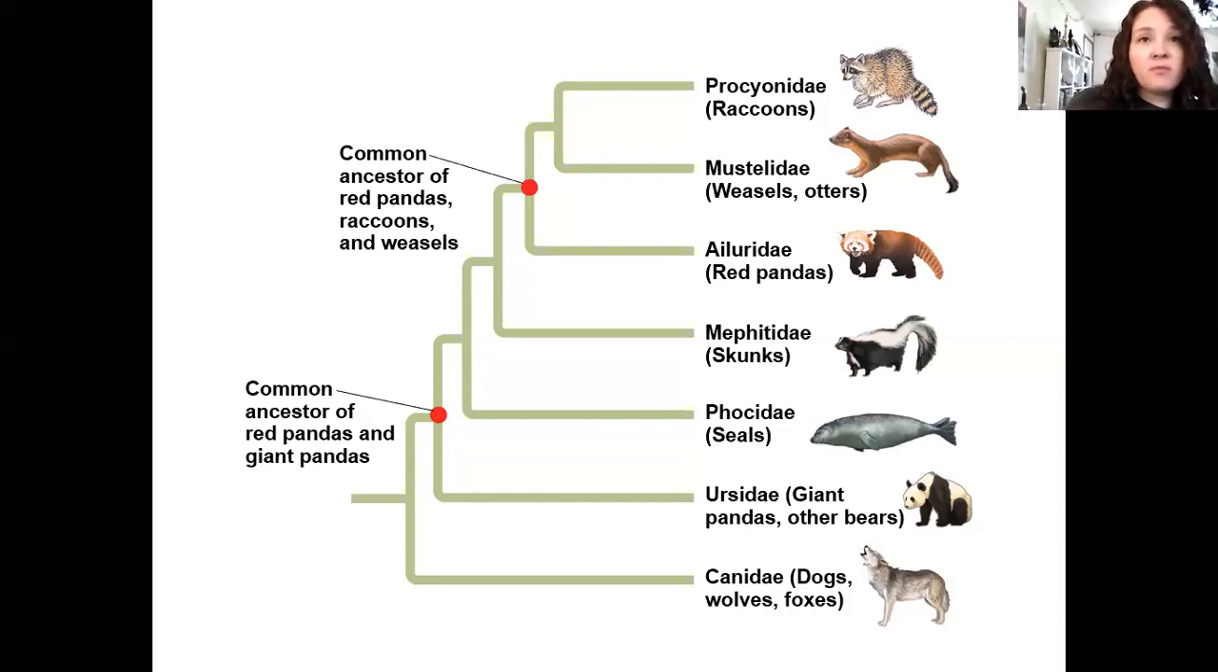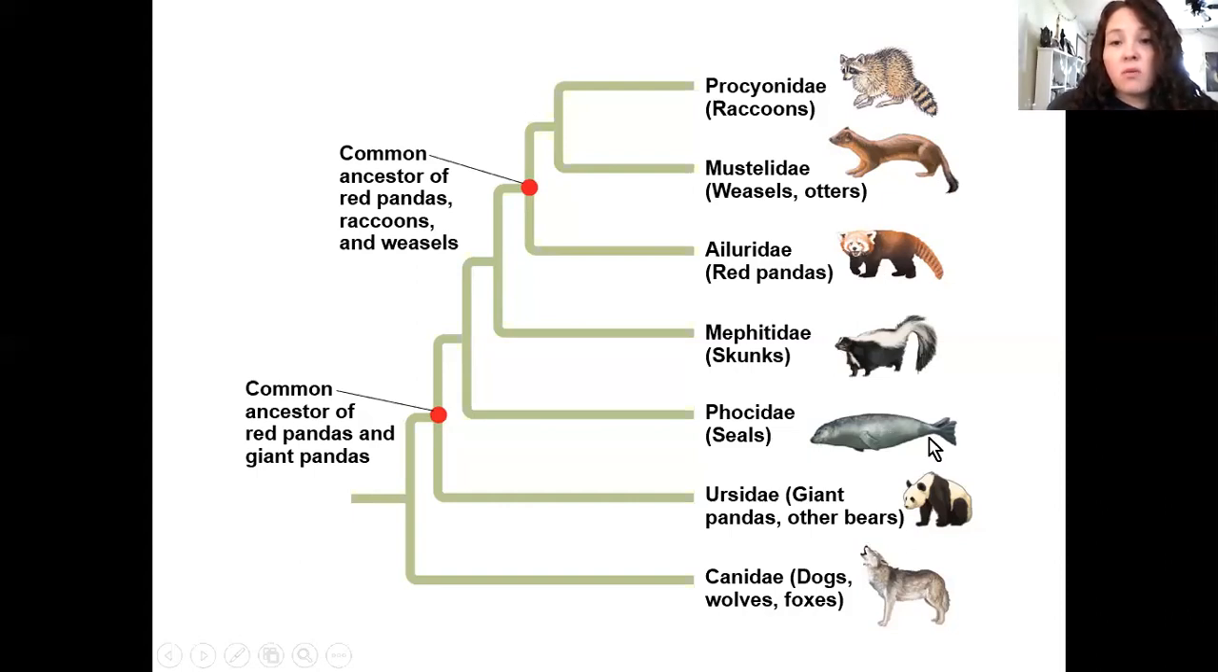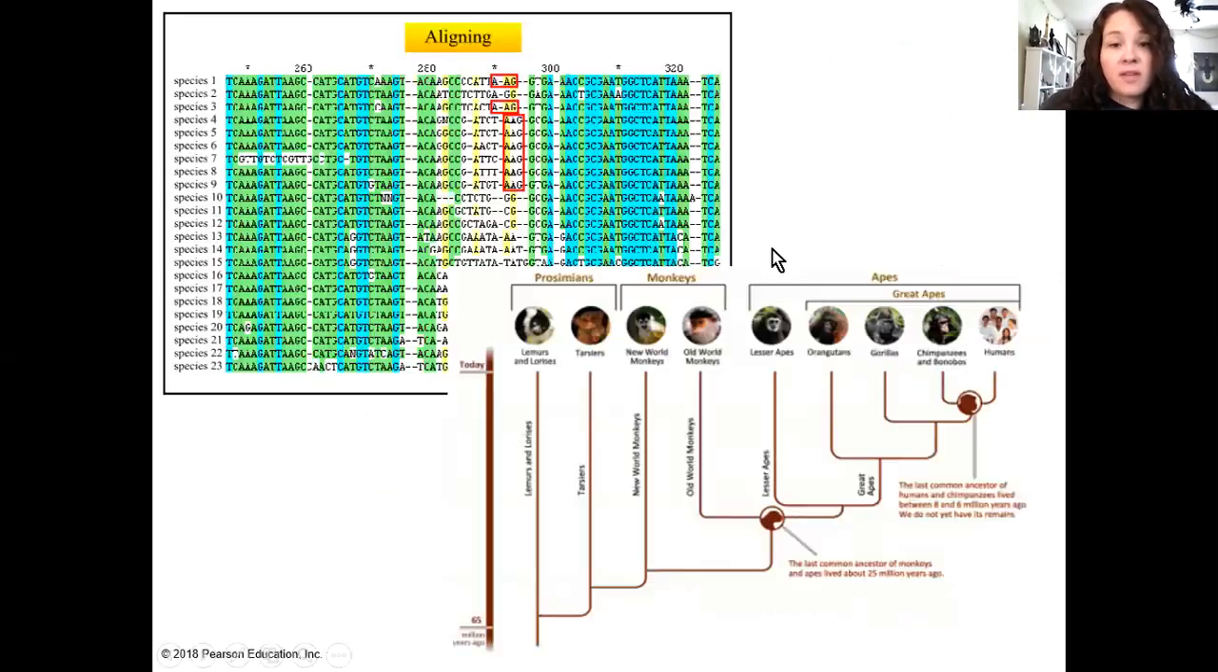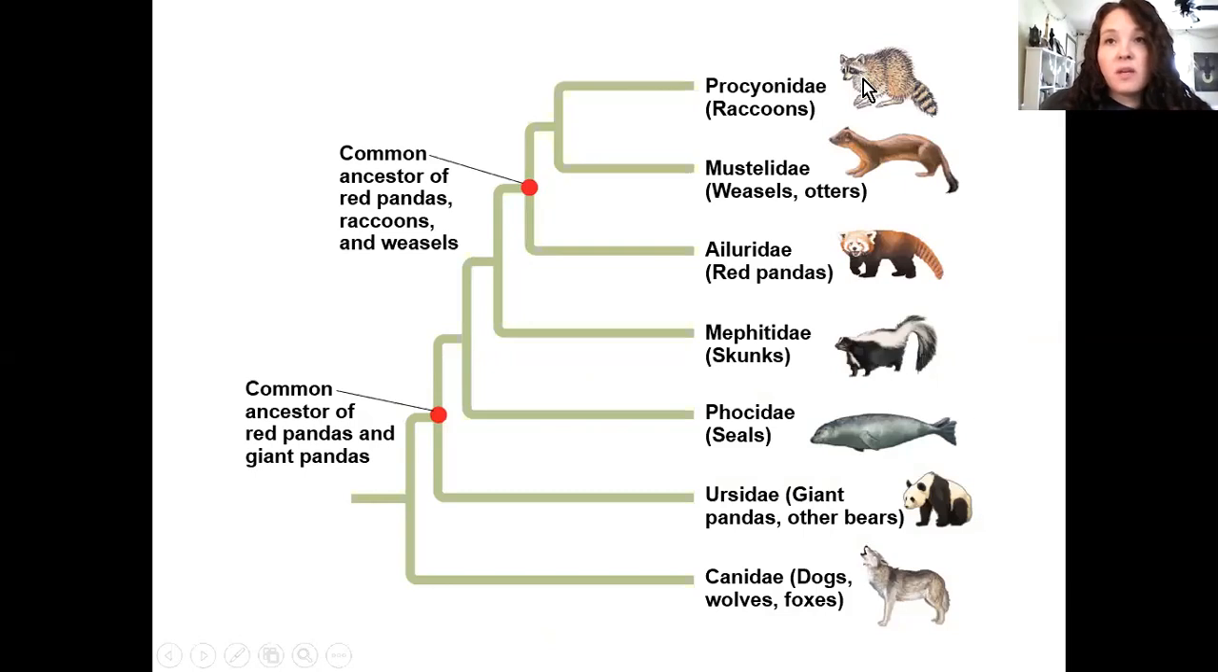So for example, for a long time, people didn't know whether red pandas were more closely related to raccoons or to giant pandas. And when scientists compared the DNA sequences of these mammals to one another, they saw that the DNA for the red panda was more similar to that of the raccoon than to that of the giant panda. So they determined that the raccoon and the red panda had a more recent common ancestor, which you can see right here, than did the raccoon and the giant panda.